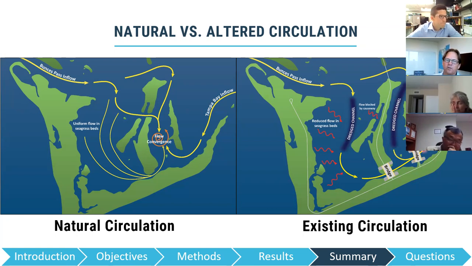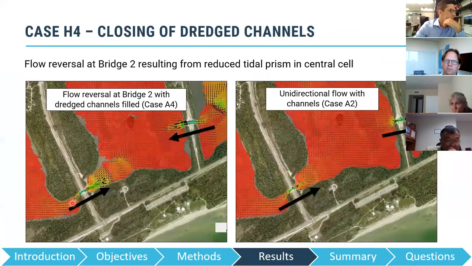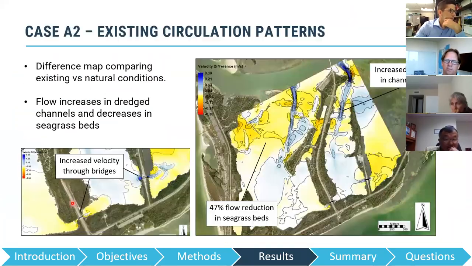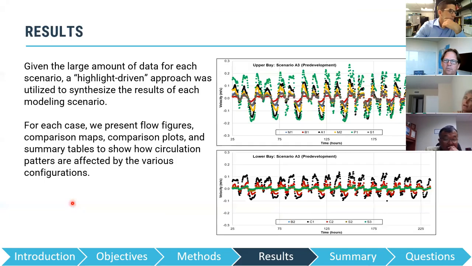Okay. So is that how you figured out the natural circulation? How do you get natural circulation? Well, we ran a model run. Okay. So you basically got rid of the dredge channel in your model and ran that. Oh yeah. So there were a number of cases where we got rid of those dredge channels. Okay. Yeah, for sure. So if I go back to the list of all of our cases, I can point out the ones where those dredge channels were filled.